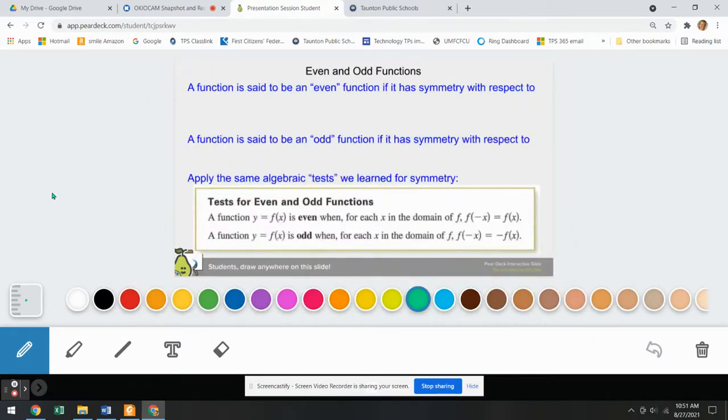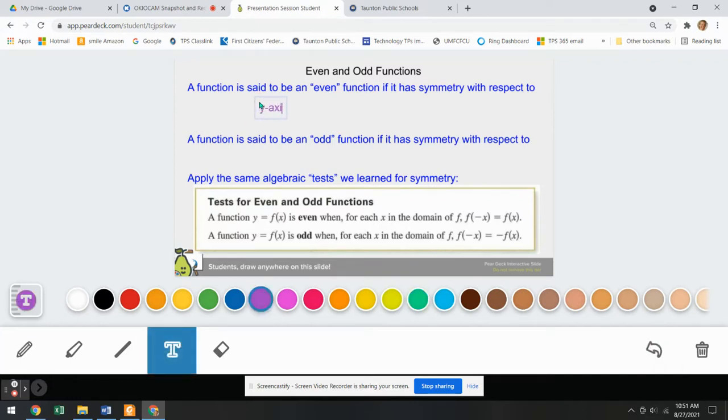And I think this is the last part of chapter 1.5. They want you to learn what even functions and odd functions are. So a function is said to be even if it has symmetry with respect to the y-axis. Why didn't I use the text tool? Let me just grab that. And a function is said to be odd if it has symmetry with respect to the origin.